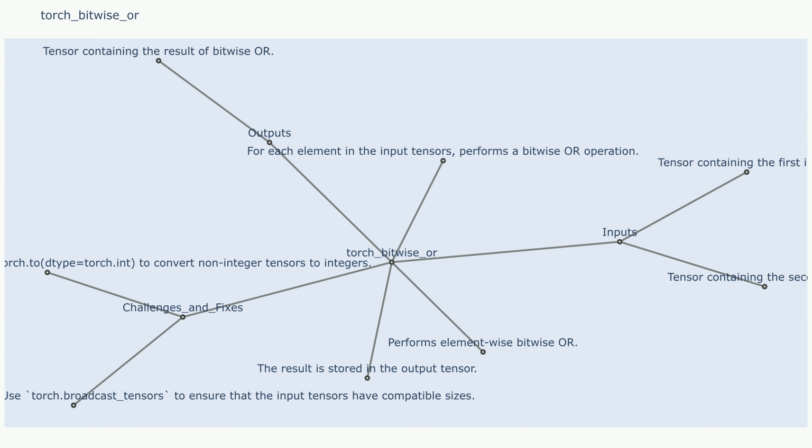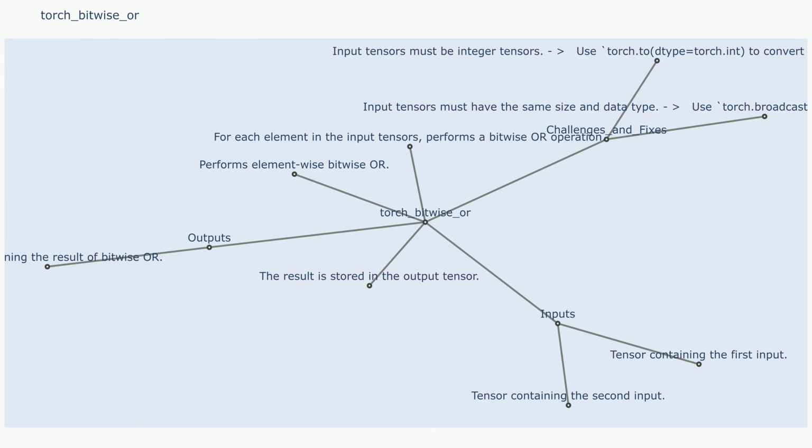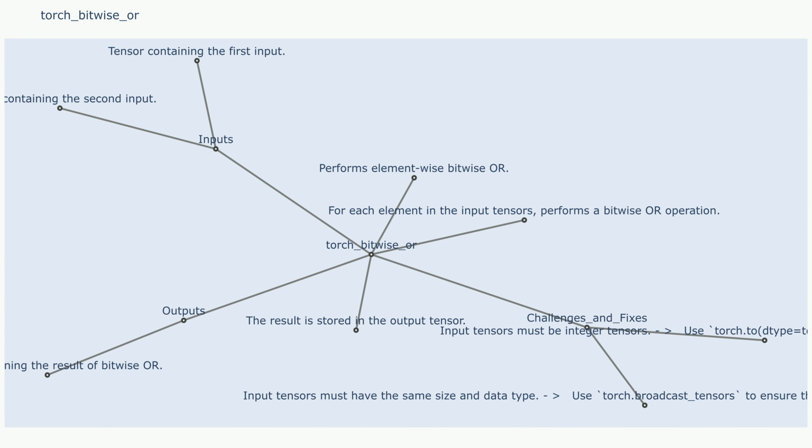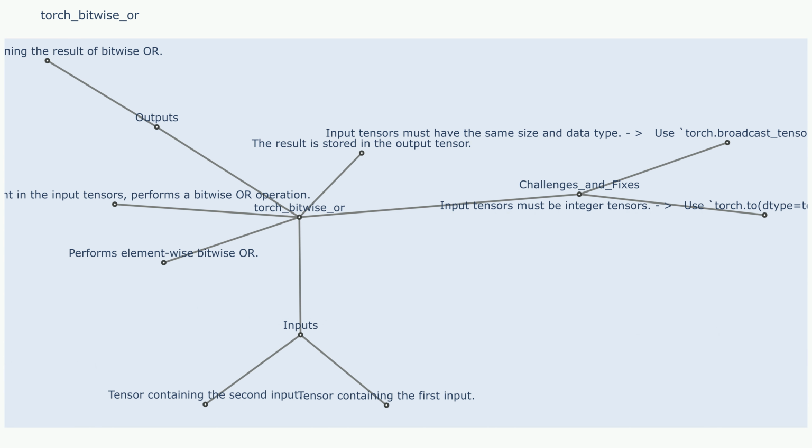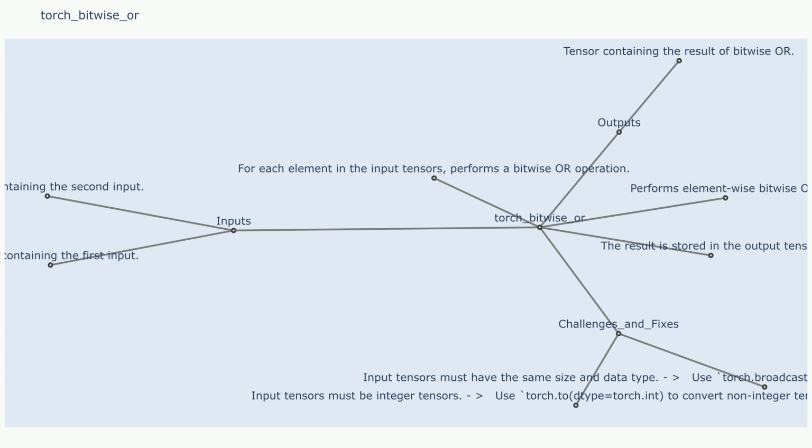The shapes of the input tensors must be compatible for broadcasting. Sample use case that resulted in challenge 1: torch.bitwise_or(torch.tensor([1, 2, 3]), torch.tensor([4, 5])). Fixes to challenge 1: ensure the input tensors have compatible shapes by either reshaping or expanding the dimensions of one or both tensors to match the other.